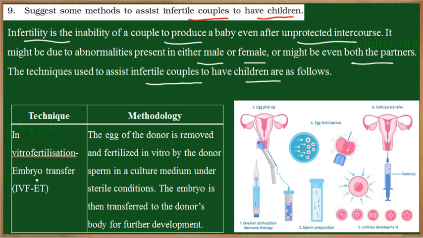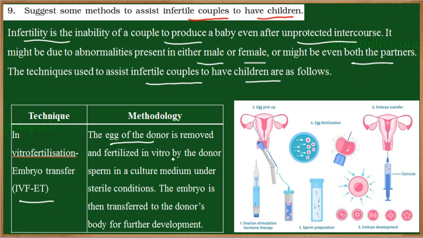Now these techniques are in vitro fertilization and embryo transfer. It is called IVF-ET. IVF stands for in vitro fertilization and embryo transfer. The name itself says it: in vitro fertilization. Generally in mammals, fertilization is internal, occurring within the female reproductive system. Now in case of IVF, the fertilization occurs outside the female body.